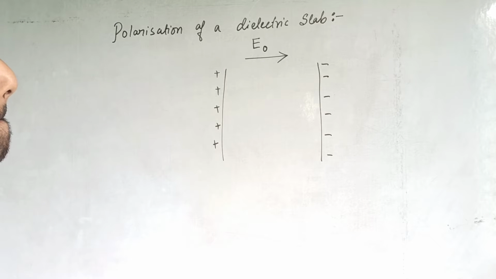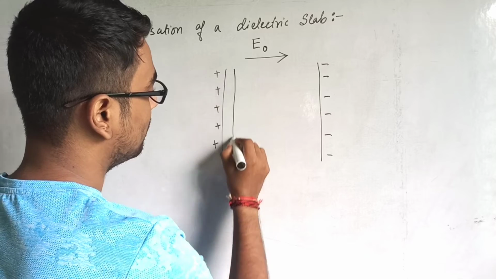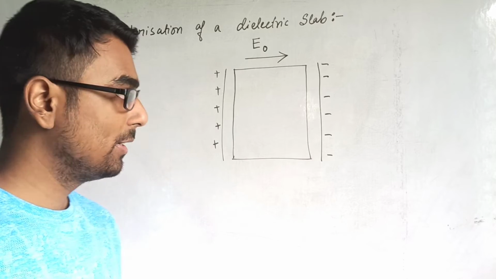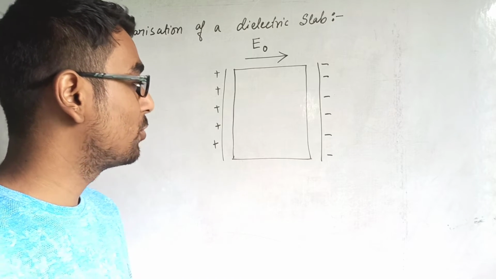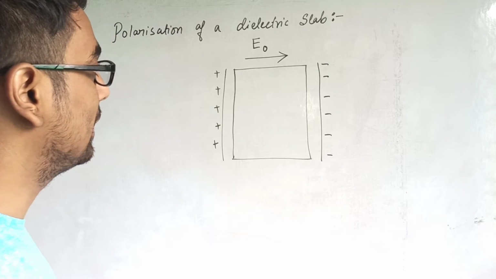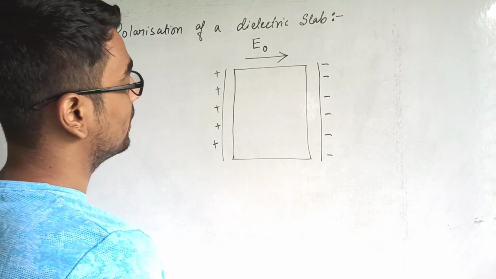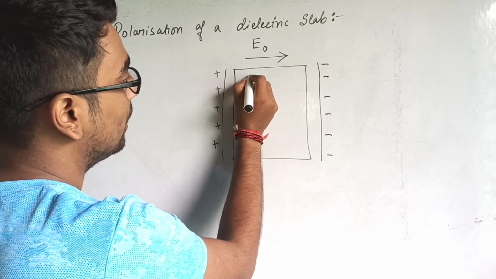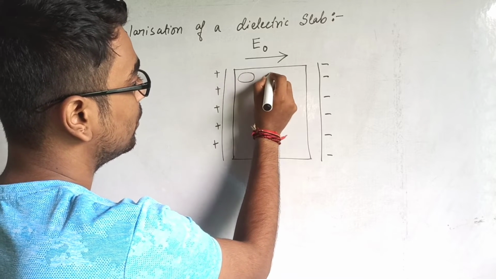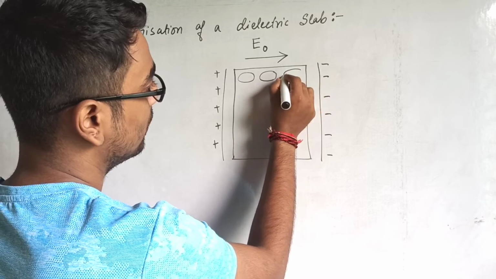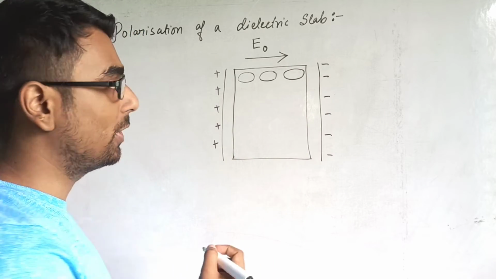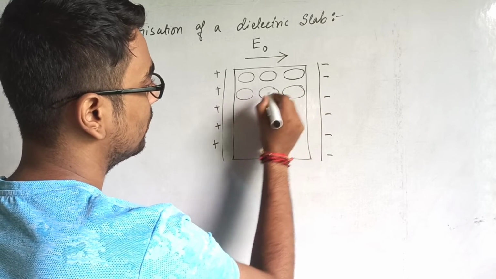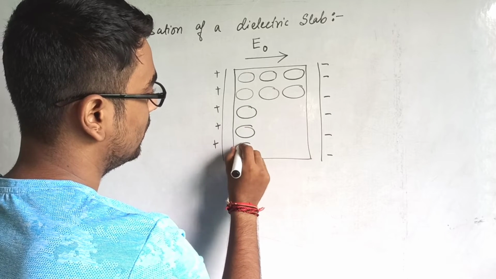Now if we place a dielectric slab here, what will happen? As there are electrons in the dielectric slab, the atoms inside the dielectric slab will become polarized. If we draw a few atoms here like this, the shape will be ellipsoidal because of the external electric field. So the shape will look like this. These are the atoms.